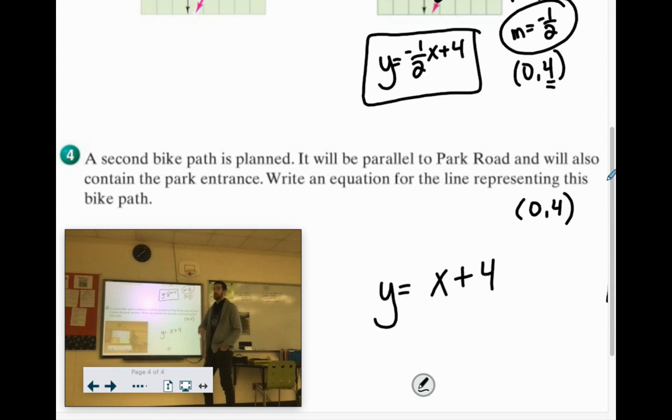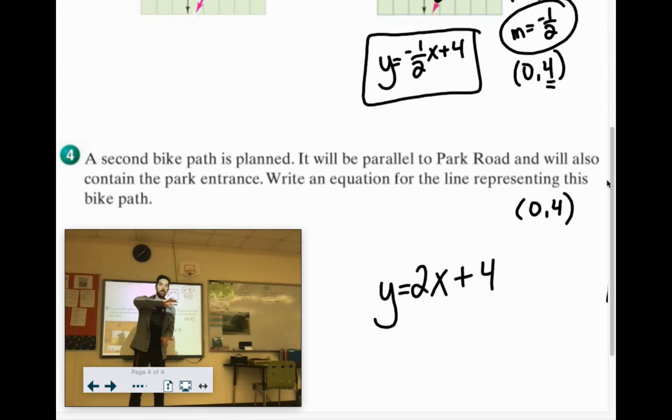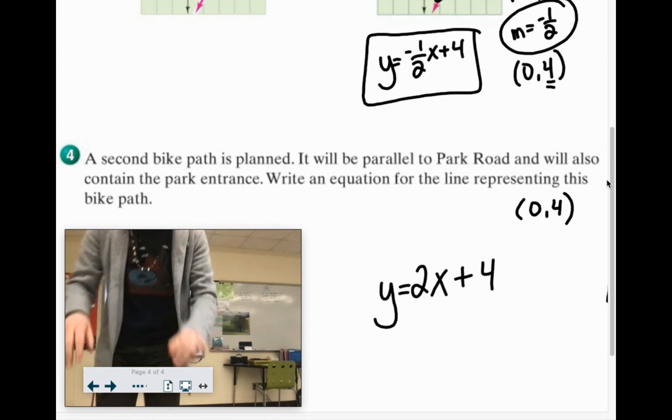So it said it's going to be parallel to the initial one, and the original slope was positive 2, so it would have the same slope. So it would just be y equals 2x plus 4. Parallel, same slope, perpendicular, negative reciprocal. Okay, it's tough. I'll give it to you. It's tough.